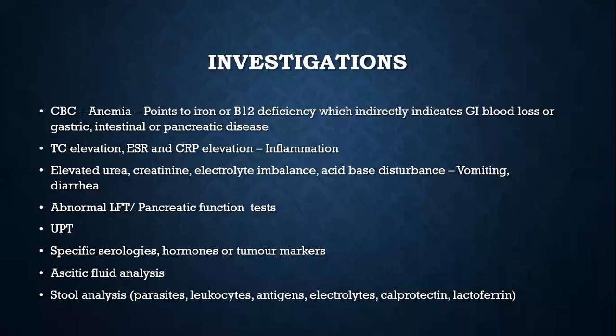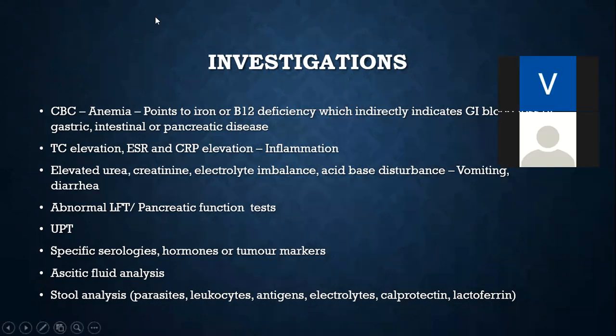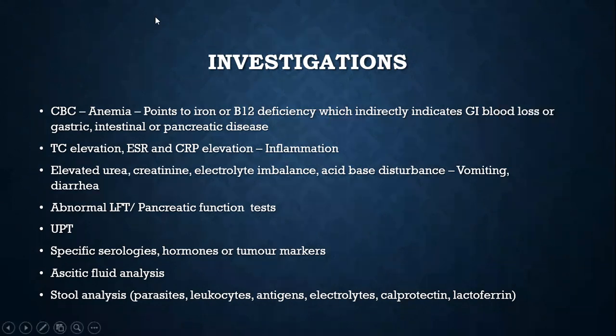And elevated total count with the GI symptom, elevated ESR and CRP points towards inflammation like inflammatory bowel disease. Elevated urea and creatinine, electrolyte imbalance, acid-base disturbance all occur with vomiting and diarrhea. Abnormal LFT, abnormal amylase and lipase. Abnormal amylase and lipase is seen with some diseases like pancreatitis and cirrhosis.